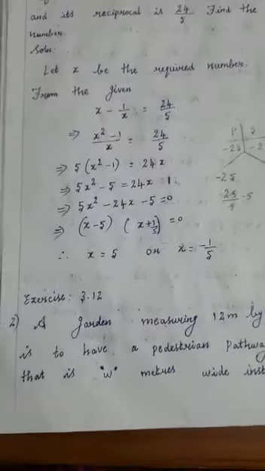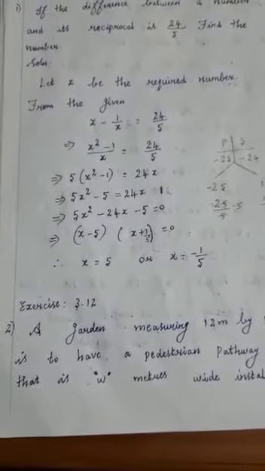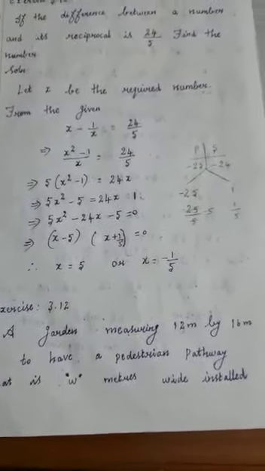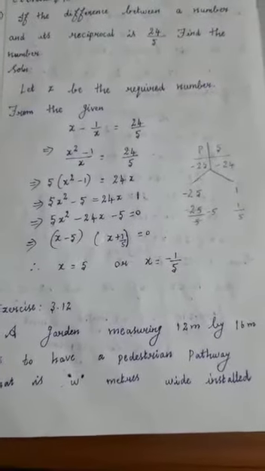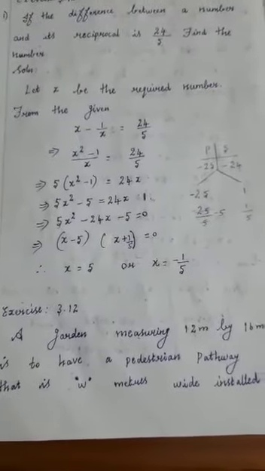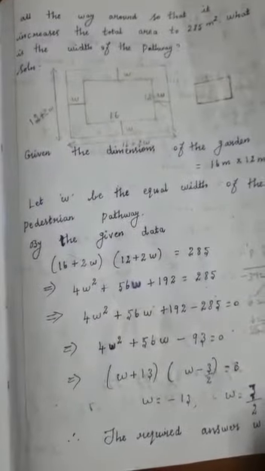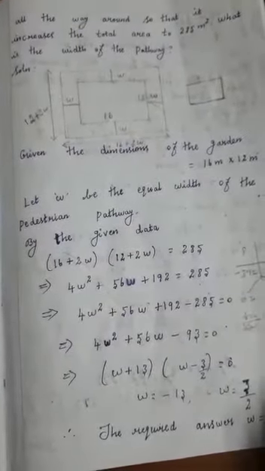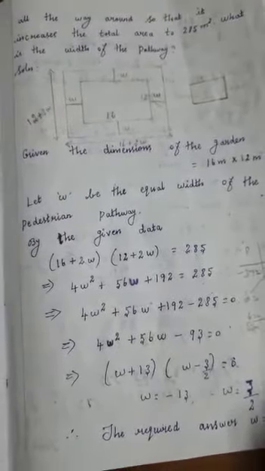Now let us see exercise 3.12, second question. A garden measuring 12 meters by 16 meters is to have a pedestrian pathway that is W meters wide installed all the way around, so that it increases the total area to 285 meters squared. What is the width of the pathway?